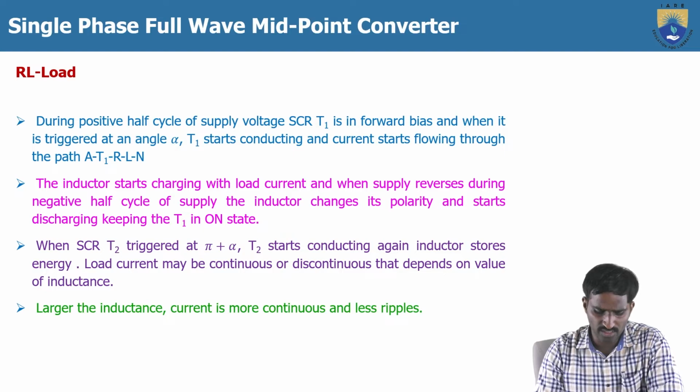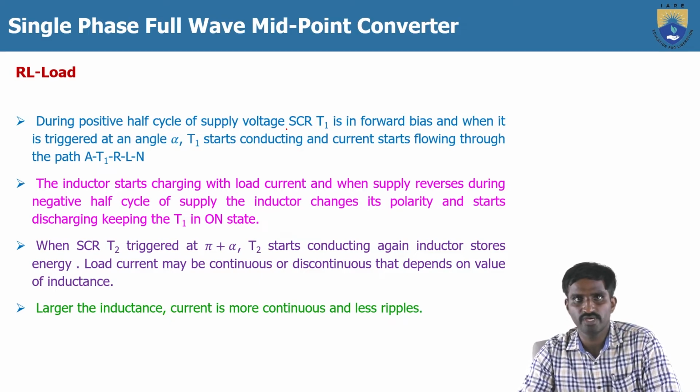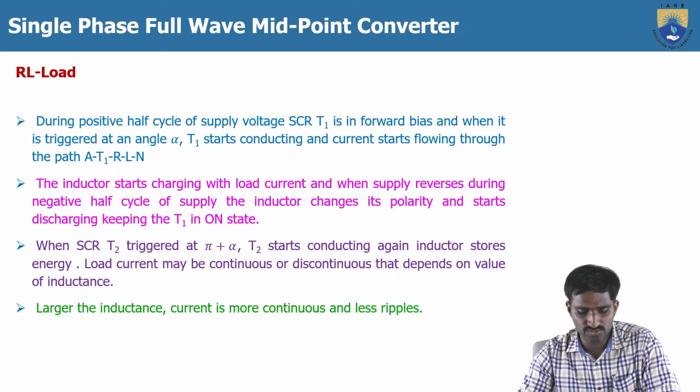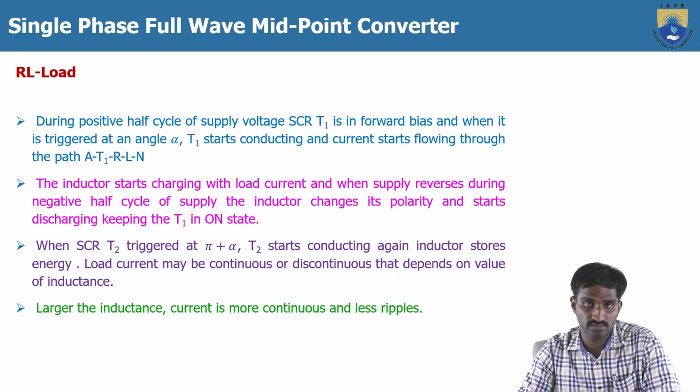As you can see, during the positive half cycle the supply voltage puts SCR T1 in forward bias, but even so the thyristor will not turn on until we give the gate signal at a firing angle, or triggering angle, alpha. T1 starts conducting at that point, and the inductor starts charging with the load current. When the supply reverses during the negative half cycle, the inductor changes its polarity and starts discharging to T1. So T1 stays in the on state only till that point.